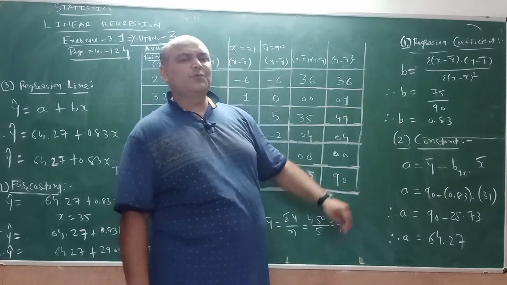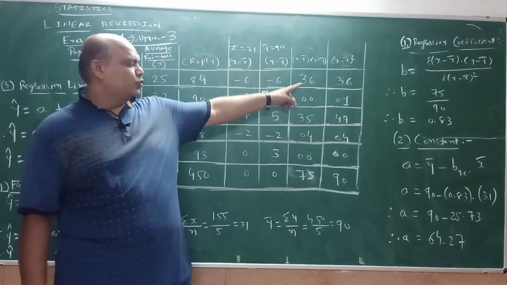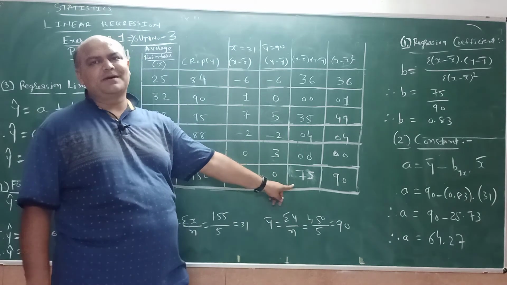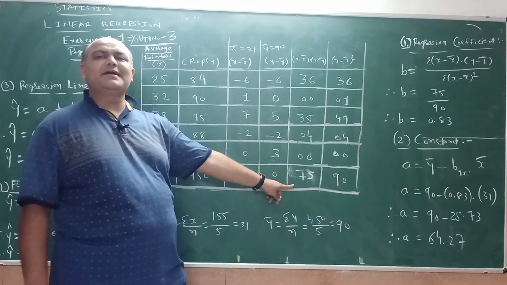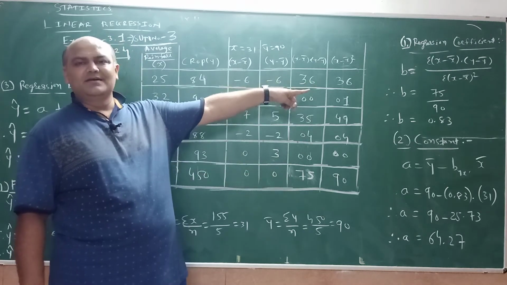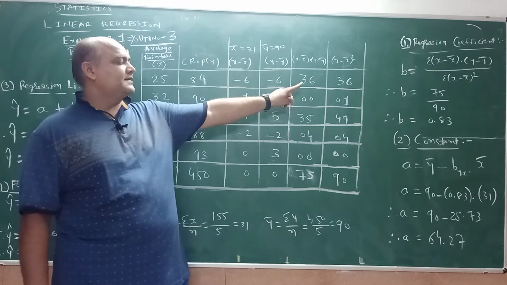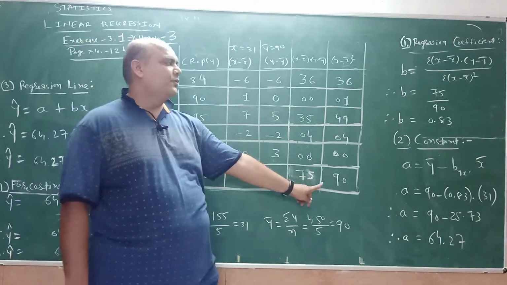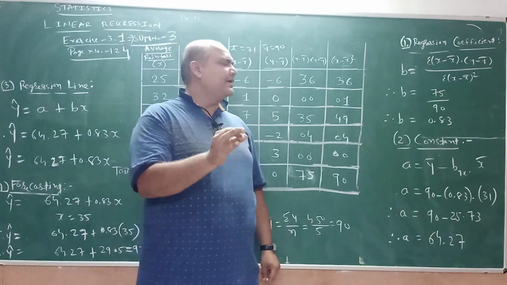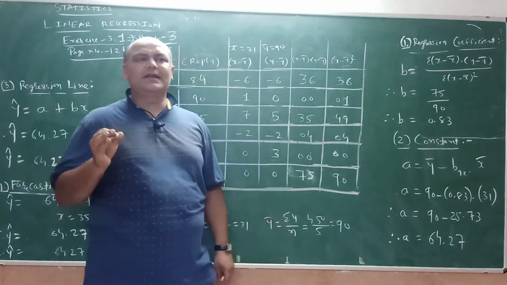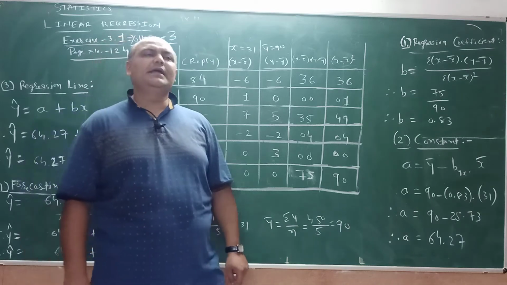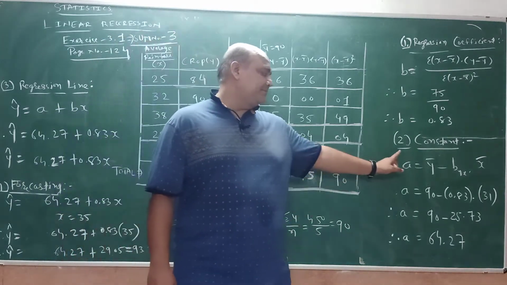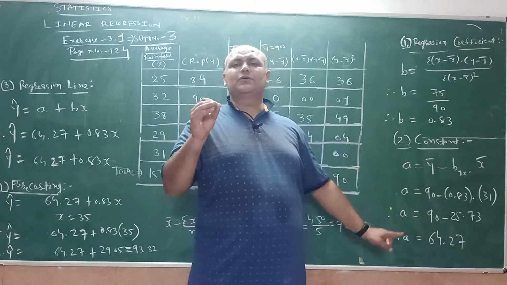Sigma x minus x bar into y minus y bar means the total of that column. That total is 75, upon sigma x minus x bar square, which means the total of the last column, that is 90. 75 divided by 90, the final answer of b is 0.83. That is the first step.